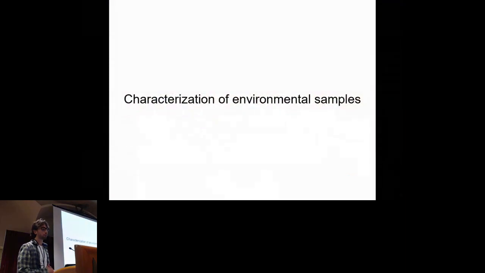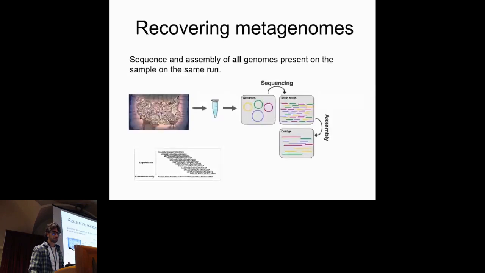Whenever we are interested in characterizing environmental samples from a metagenomics point of view, we are basically interested in retrieving and analyzing the genomic composition of the samples. As you might imagine, this step of retrieving the genomes from the environmental sample is crucial since it's going to affect the downstream analysis. However, this step is very challenging.